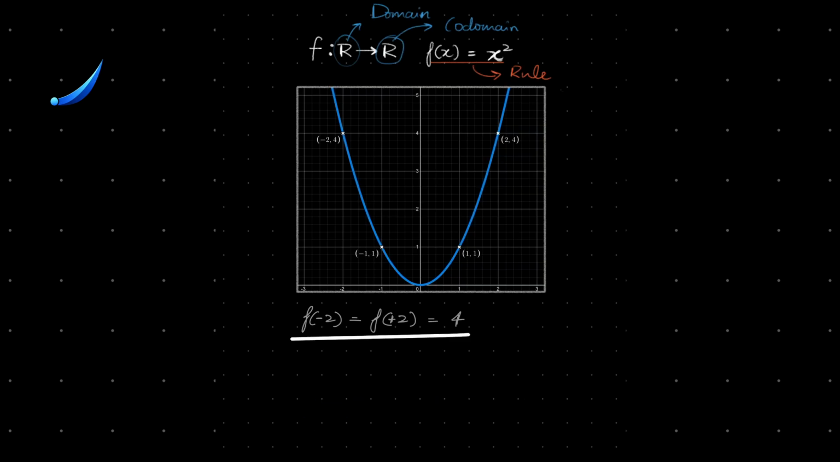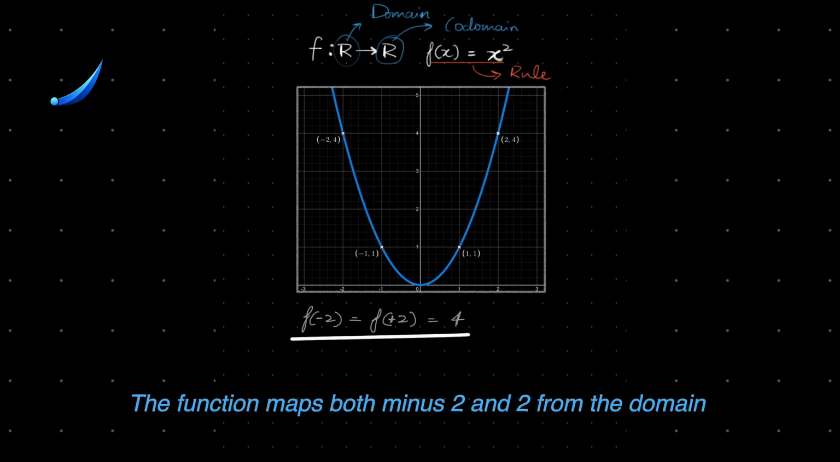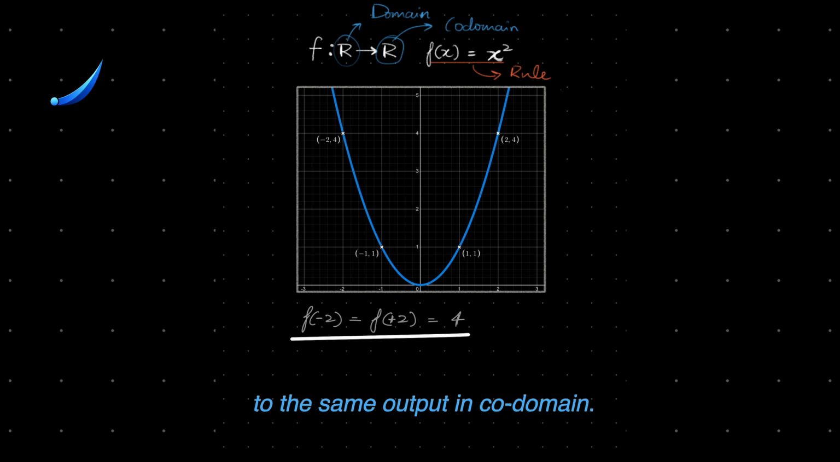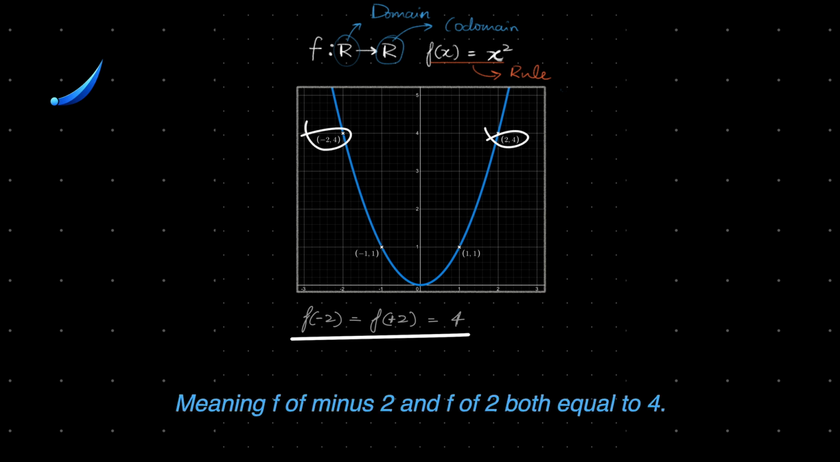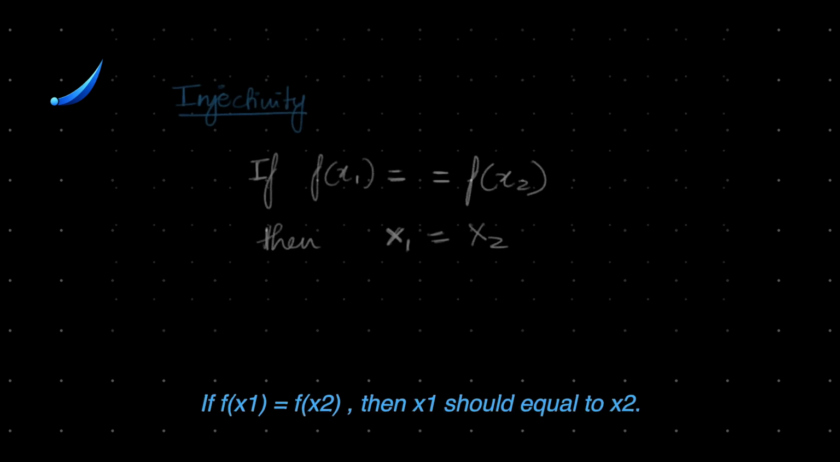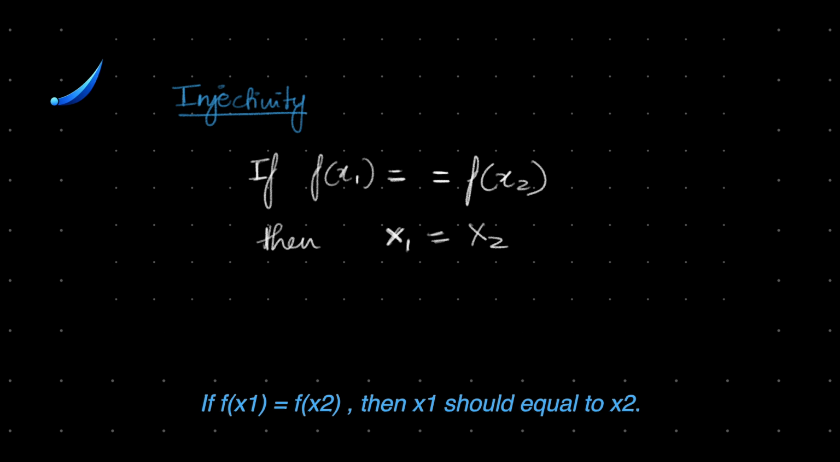Let's take a simple case here. The function maps both -2 and 2 from the domain to the same output in the codomain, meaning f(-2) and f(2) both equal 4. Now our function fails injectivity. Let's state this property again precisely. If f(x1) equals f(x2), then x1 should equal x2.